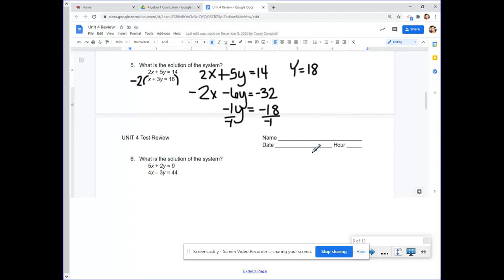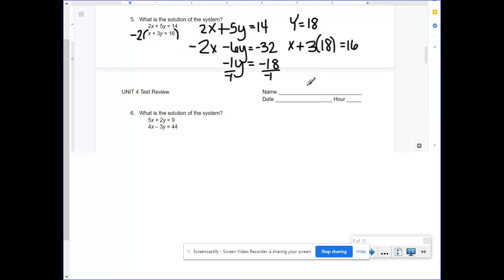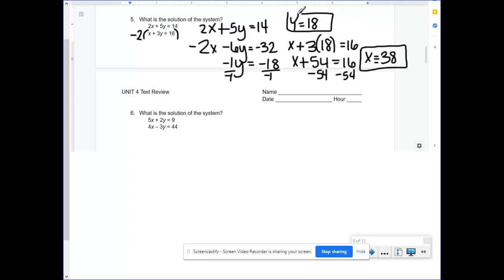At this point, you just need to go plug that back into one of your equations. It really doesn't matter which one you choose. The bottom one actually looks easier to me, so maybe that's the one I'll use. x plus 3 times 18 equals 16. So I've got to figure out what 3 times 18 is, which is what? Anyone? 54. I'm going to subtract 54 from both sides. And I'm going to get that x is a negative number. Negative 38. Forgot my negative. Negative 38. That just looks like I have 3 lines in my equal sign, but it's a negative 38. So y equals 18 and x equals negative 38.